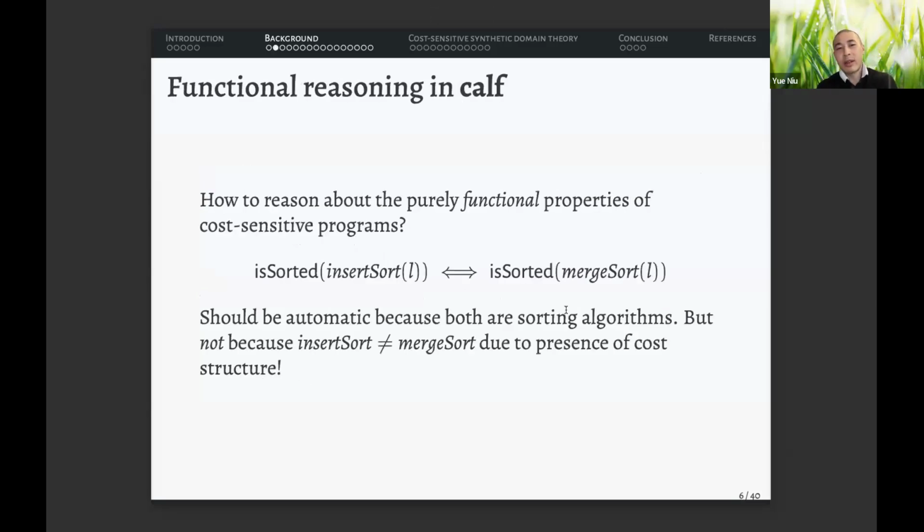Given that we can speak about the cost of programs, how do we now speak about programs in terms of their pure functional properties? For example, we may assume that both insertion sort and merge sort satisfy the same logical or functional properties because they're both sorting algorithms. But in this setting, it's not automatic that insertion sort is equal to merge sort, precisely due to the fact that they have different cost structures.